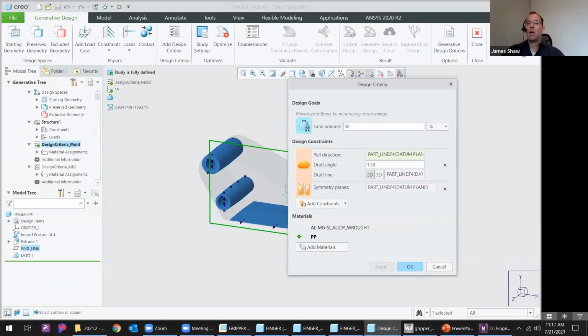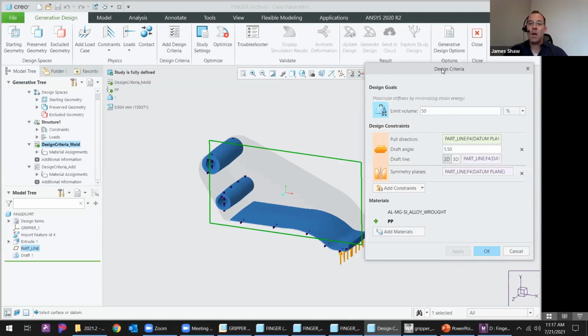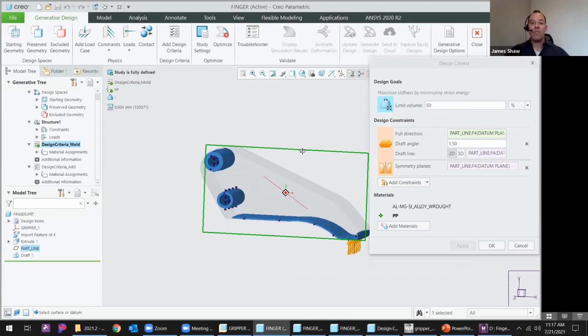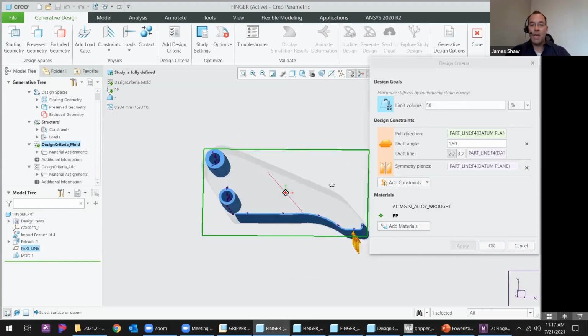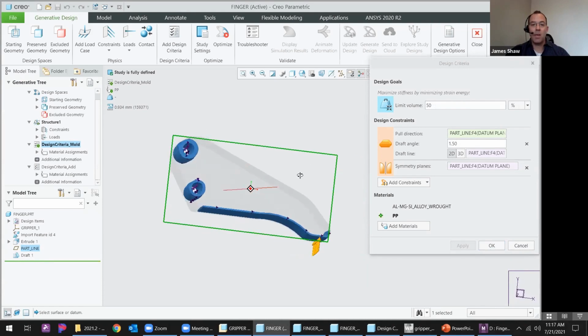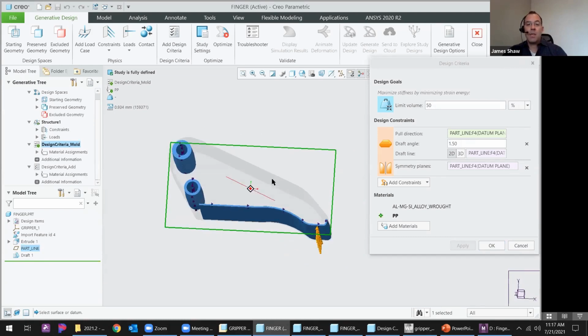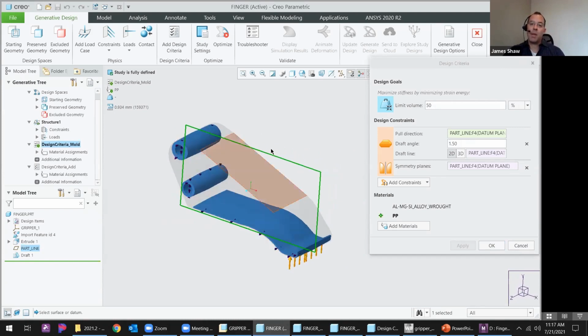On the right-hand side, in the dialog box, I'm going to take the overall volume. As you can see here, we've got the grayed-out shadow of what the original CNC part might have looked like. We've got a couple of volumes that we need to keep. Those are called preserved geometries. We have to keep some bearing strength around the pins here, and we certainly have to keep some sort of pad that will interface with the variety of parts this finger gripper might pick up. So I'm going to reduce the volume by 50%. That's one of my design goals, but I'm also going to include some design constraints.